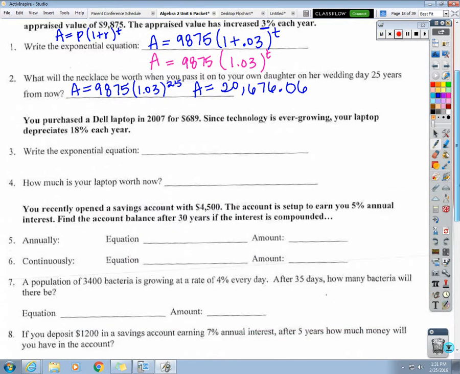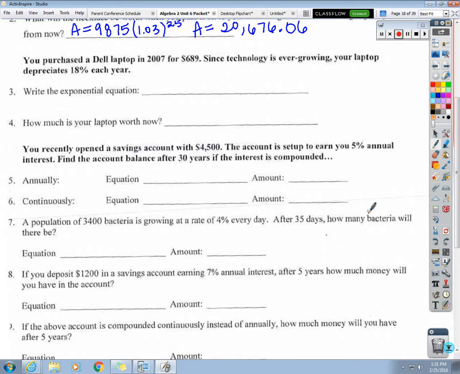Okay, number 3. You purchased a Dell laptop in 2007 for $689. Since technology is ever growing, your laptop depreciates 18% each year. Is this a growth or a decay? Decay. So we're going to be using the formula with the 1 minus R. Okay, well what is the original amount of the laptop? $689 times 1 minus 0.18, right, to the t power.